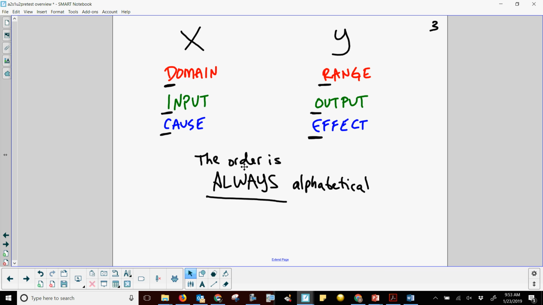So there's concept number 3, just making sure you know the difference. They're always alphabetical: x and then y, d and then r, i and then o, c and then e. So when you write them in an xy pair, it's always x, y. Because if they use a and b, a then b. If they use s and then t, it's s and then t. So it's always alphabetical.